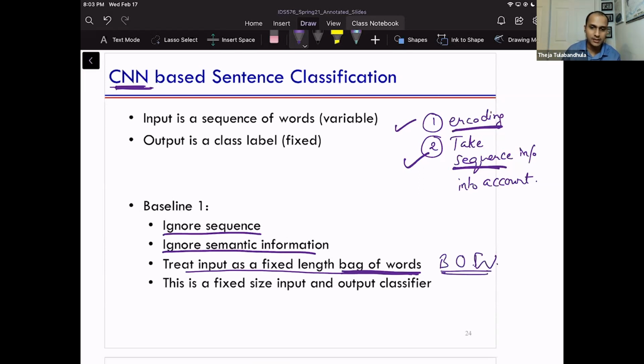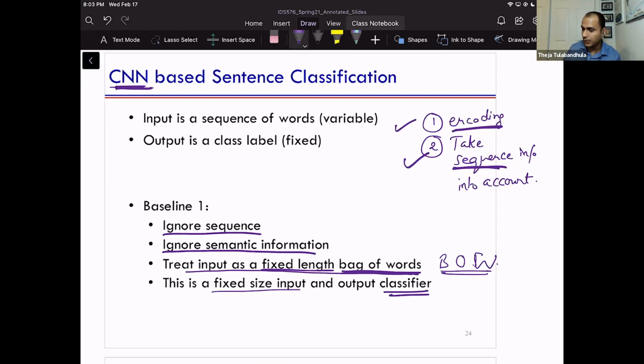And you might have seen this bag of words as a phrase elsewhere. It just refers to ignoring the sequential information and saying, whatever words are present, just have an indicator variable corresponding to them, and whatever words are not present have a 0 value. So that's a fixed length, because that's typically going to be the length of the vocabulary size. Then you have a fixed size input, which is the length of the vocabulary, the same as the size of the vocabulary, and the output is whatever classification. So that's fine. This is one idea you can think of.